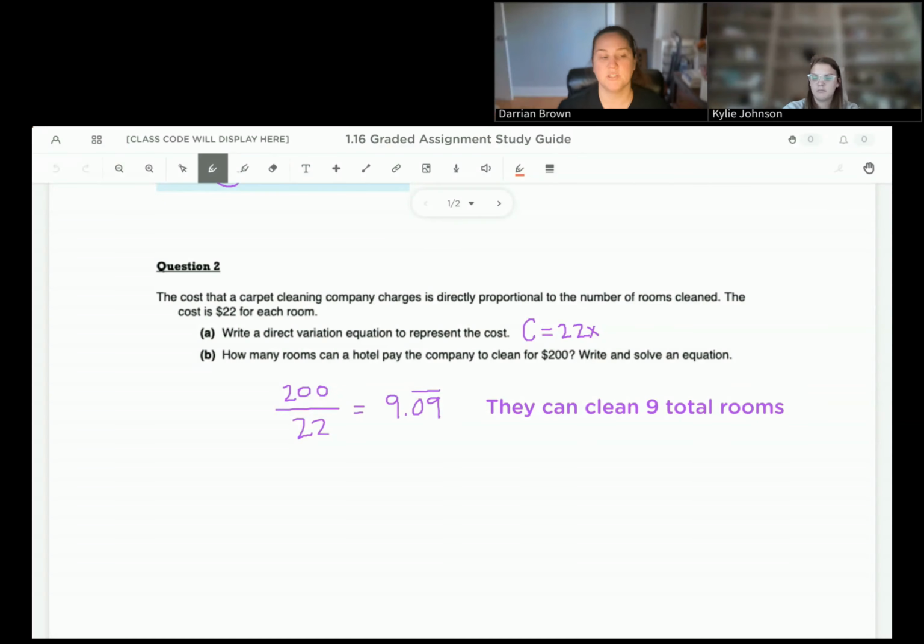No, Kimball, this is just the study guide. You do not need to turn this in at all. This is just to help you with the real graded assignment that's tomorrow.